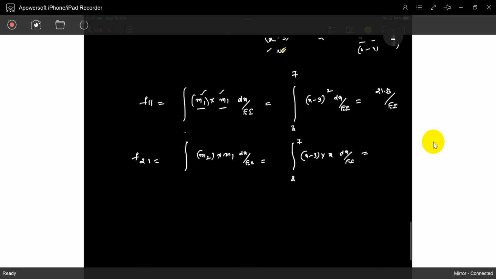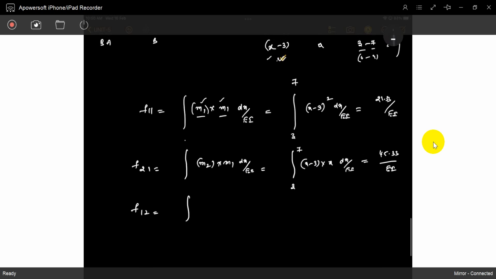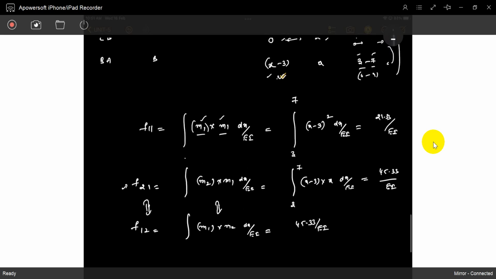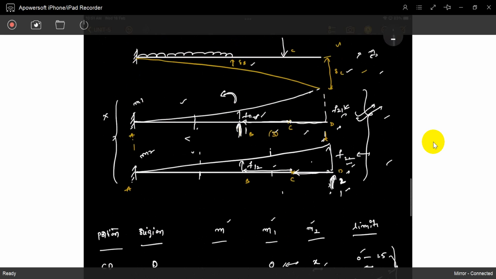Okay. So what is this value? This value is 45.33 by EA. Now you can come to the F12 you required. You can write M1, M2. But no need to calculate because both are equal. You already know, if the effect is also the same, the same will come. What is the meaning of F21? If you apply a force here, you want the deflection at the location where the second force is acting. So that is why we multiply this effect with this effect. Understood? It comes from the strain energy. You multiply and you will get F21.